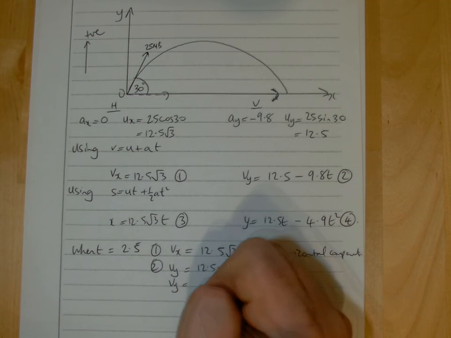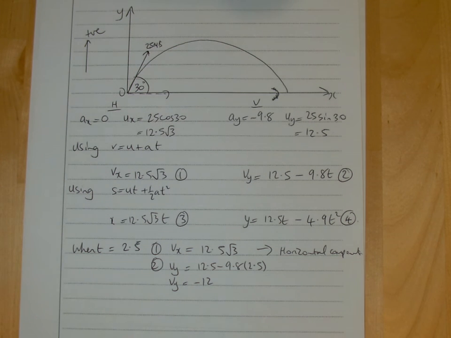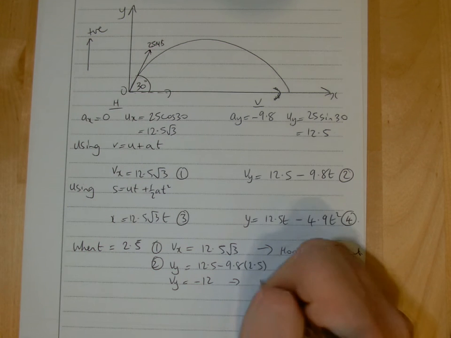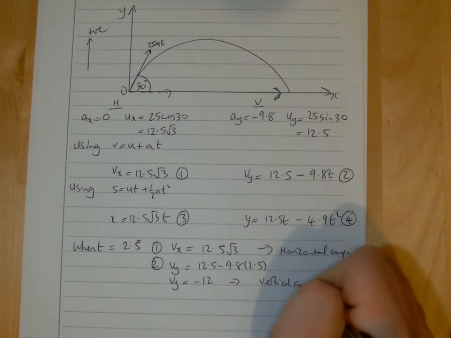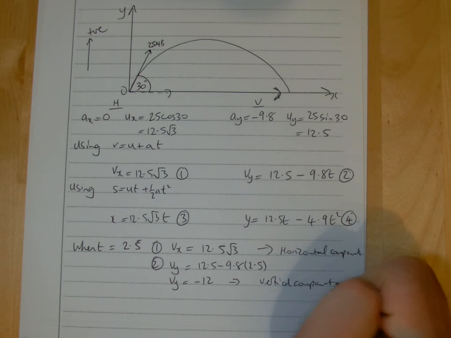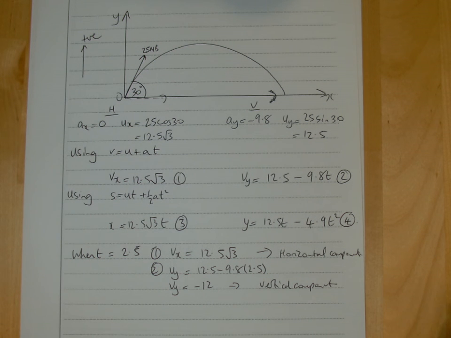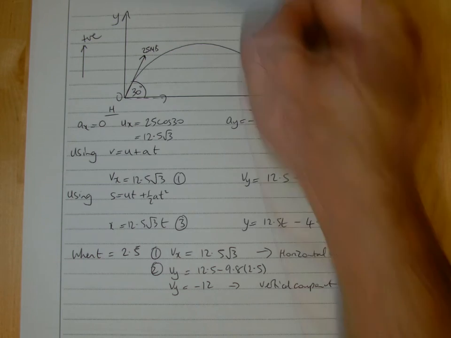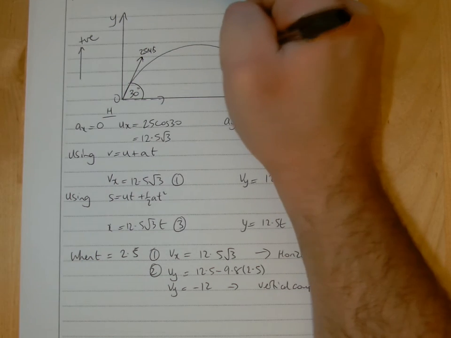So I get minus 12. I think that's right there. Minus 12. So that will be the vertical component. So we've done that, and then it says hence find the speed and direction of the particle this time. Now, because it's a minus 12, we can get an idea what direction it's going in. It's on its way down.